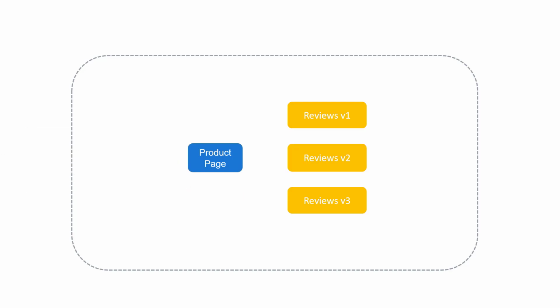Next, the productpage needs to talk to the reviews service. At first, it only talks to version 1. And later, we bring in versions 2 and 3. How do we gradually introduce the other versions and only drive a small percentage of traffic to them and test them before driving all traffic to them?